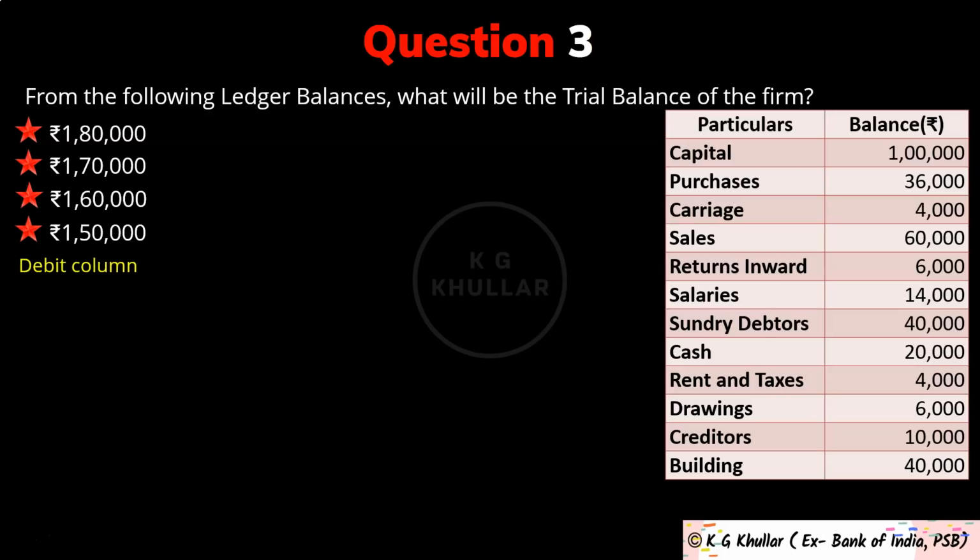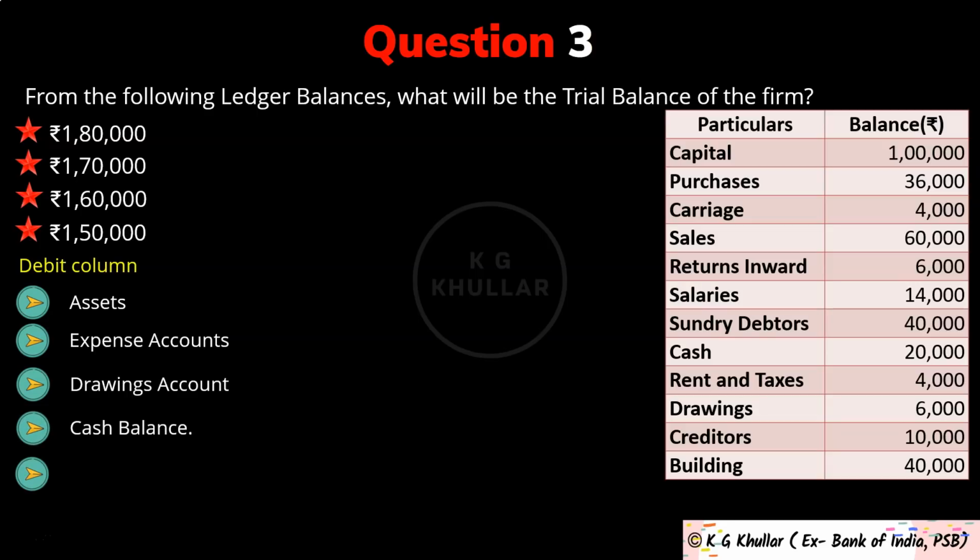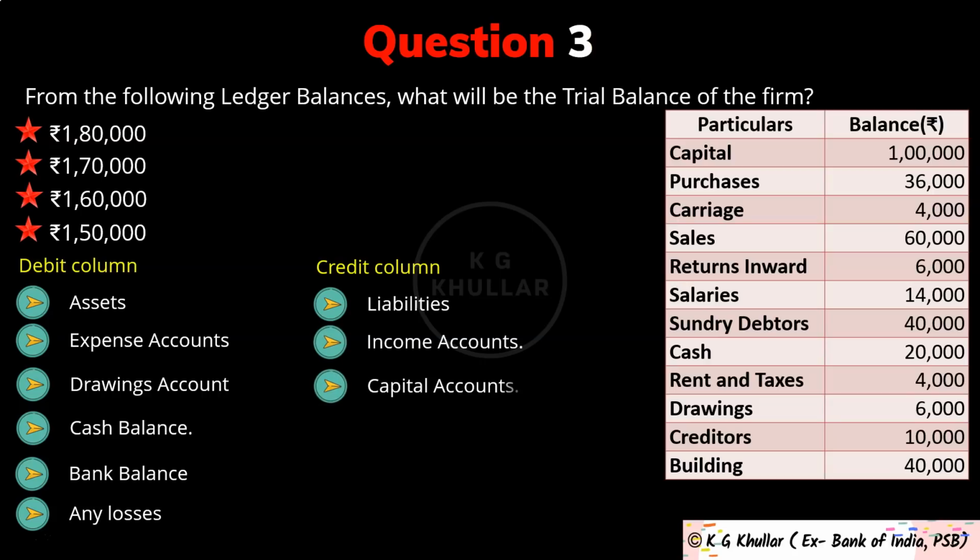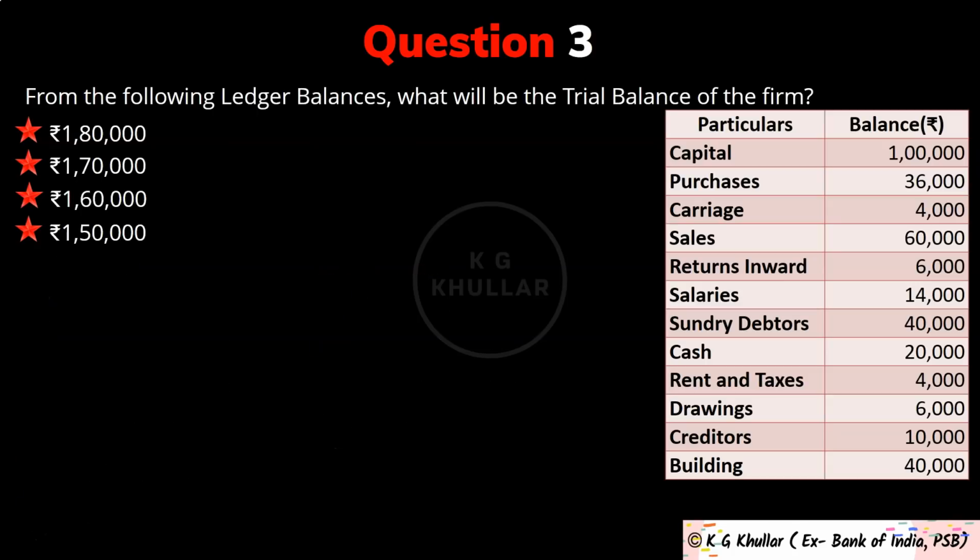First is the balances of all these accounts are always found on debit side of the trial balance. That is assets, expenses account, drawings account, then cash balance, then bank balance or any losses. Then second point to remember is the balances of all these accounts are placed on the credit column of trial balance. That is liabilities, income account, capital account and profits. So let's start segregating all the ledger heads given in the question.